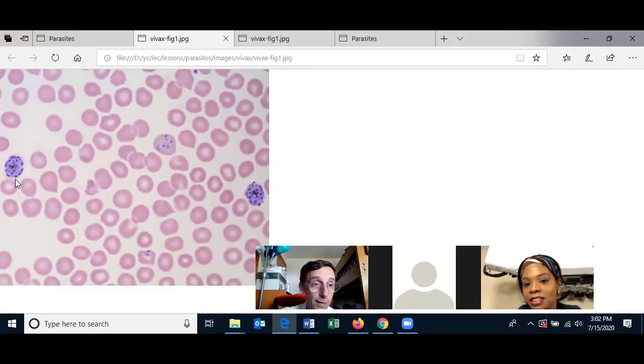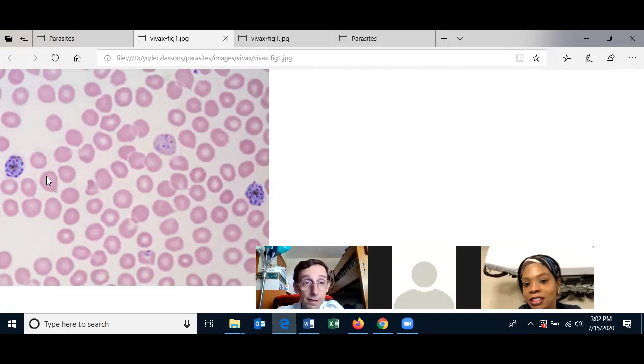In fact, this one, we can see 1, 2, 3, 4, 5, 6, 7, 8. There's at least 8 parasites living in this red blood cell, and I might not be able to see all of them, so that could be 16 parasites in that red blood cell.